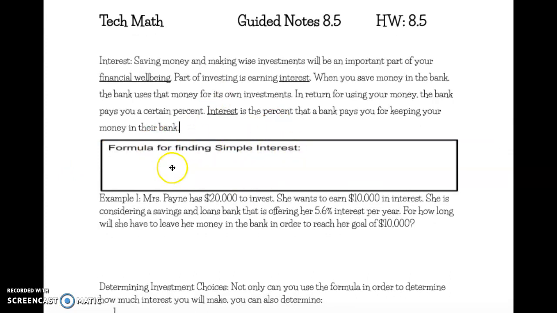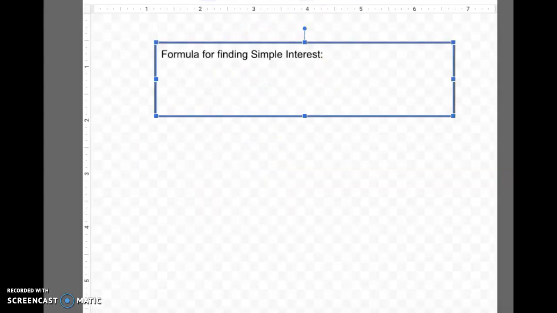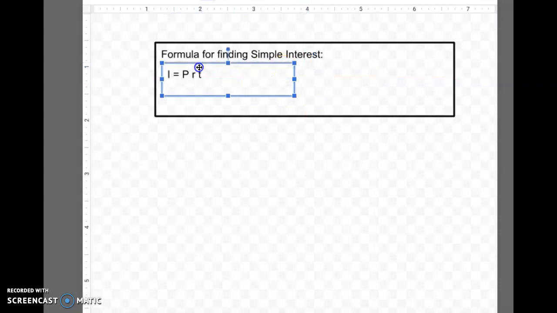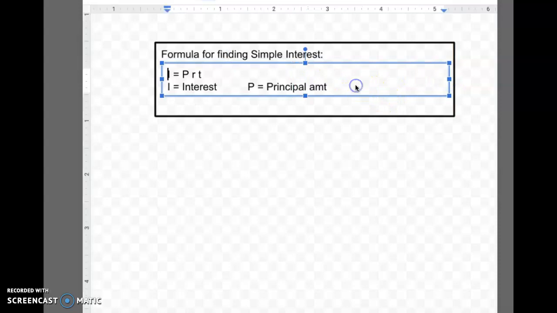And the formula for finding simple interest is going to be I equals PRT, where those are multiplied by each other. And we need to know what each of those is. So I is going to be the interest that you make on the account. P is going to be the principal amount that you invest. That's the original, that's how much you put into it.